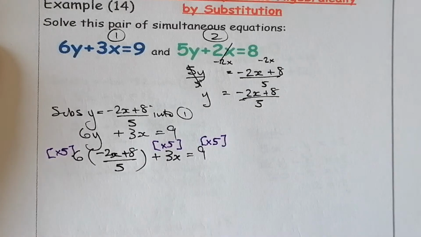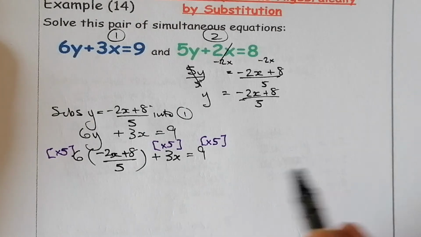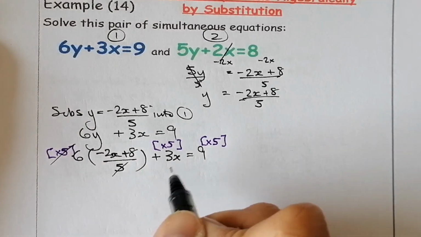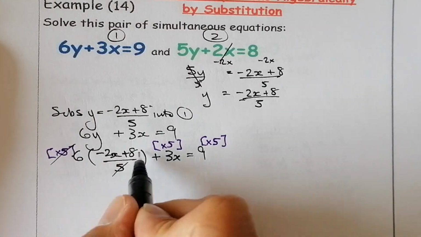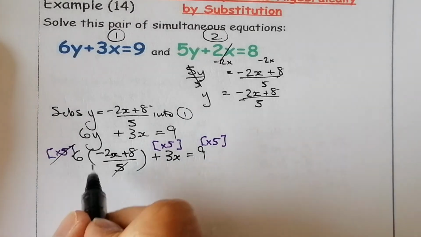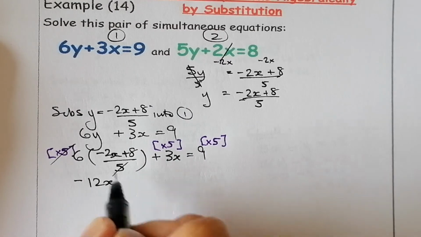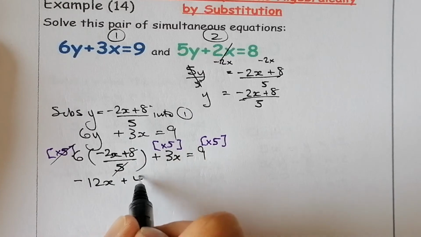So no matter how many things we've got, times everything by 5 and it removes the denominator. And that's why we're doing it. These two cancel out. Okay, and that leaves me with multiplying this bracket out now. I'm just going to do that. So that'll be minus 12x. 6 times 8 is going to be 48.